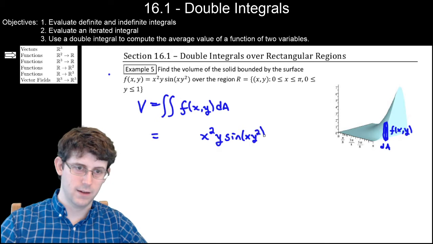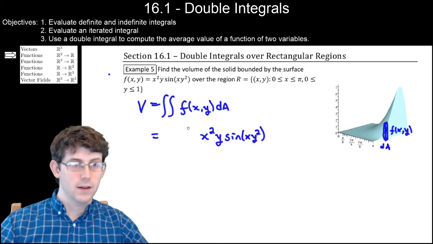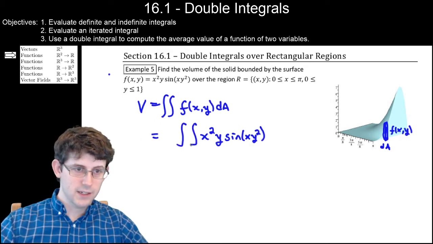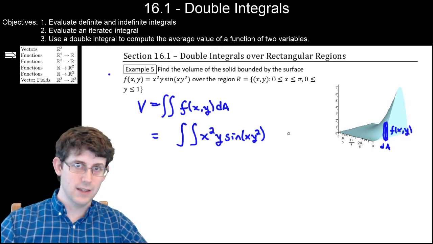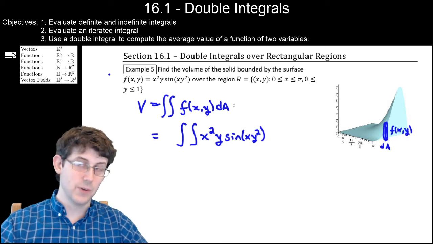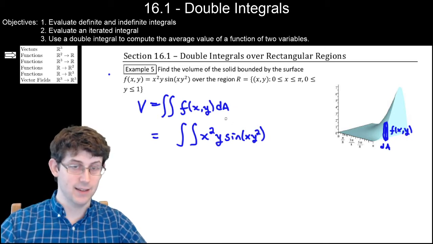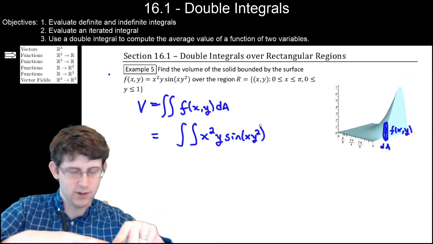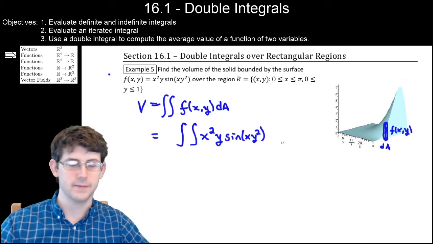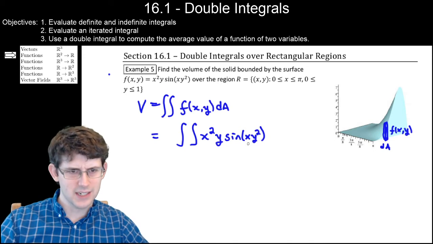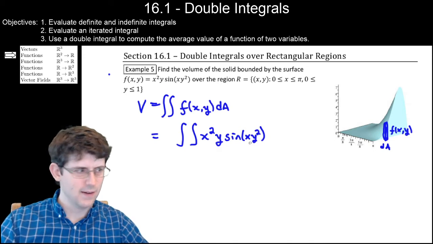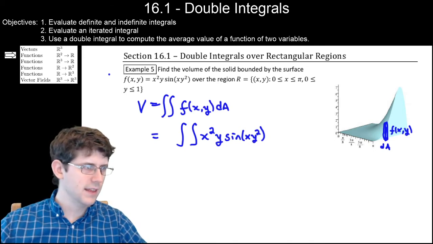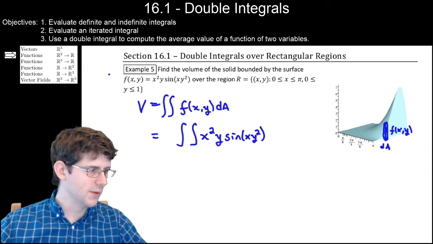I need two integrals. And I need to either use dx dy or dy dx here. Either one will equal dA. Later, we'll get more ways to write dA. But for now, it's either like the width times the height or the height times the width. Does one of them look easier than the other to me? I think one order will work and the other one will not.